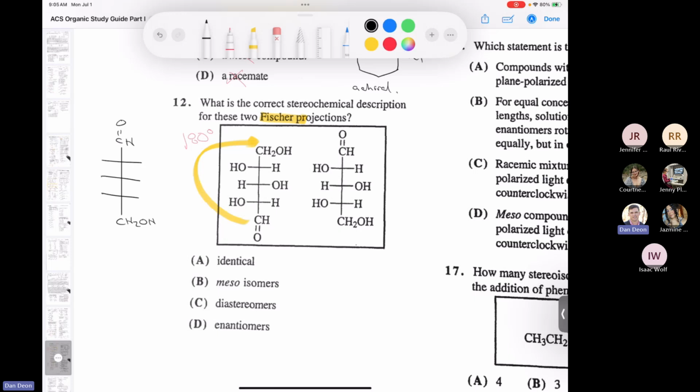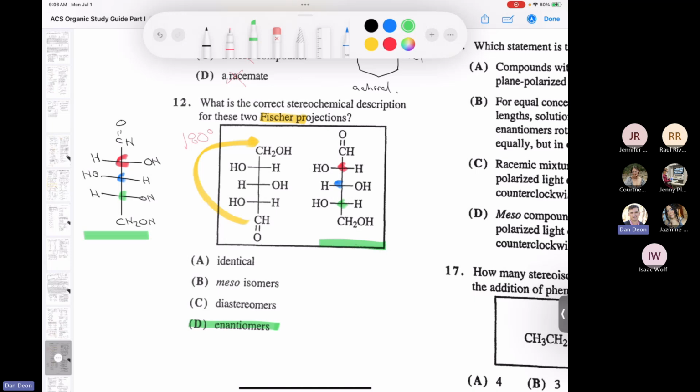So if you rotate it 180 degrees, these two hydroxyls are over here, and this one is over here. And then what you would do is compare this molecule with this molecule, and you'd say, well, what's the difference? You can see that every single chiral center is flipped. They're all flipped. So these are a pair of enantiomers.